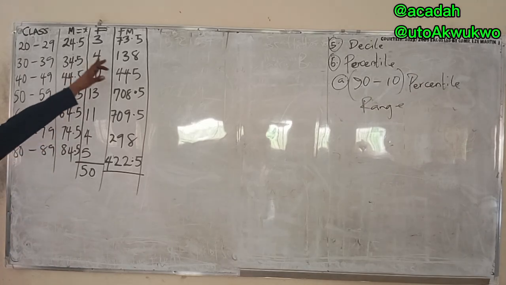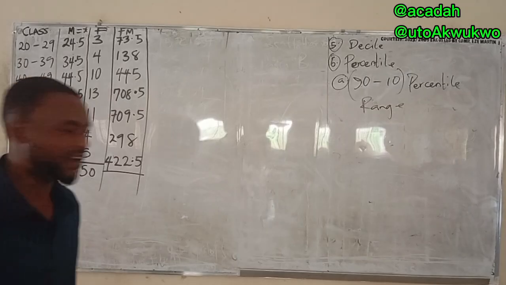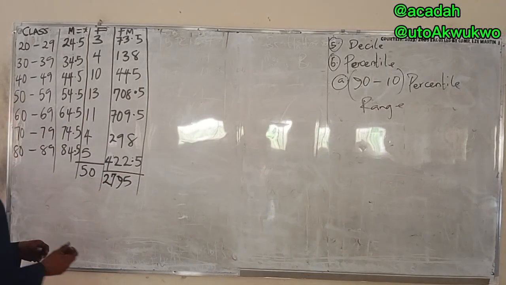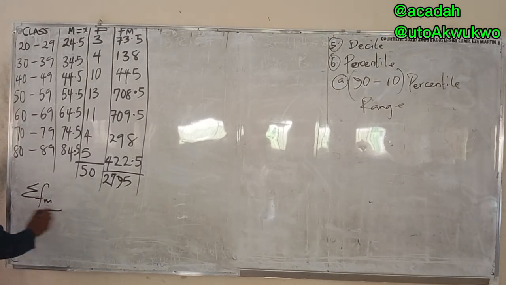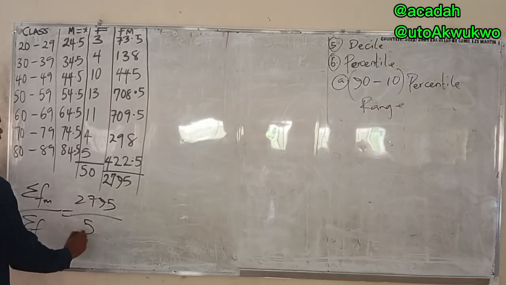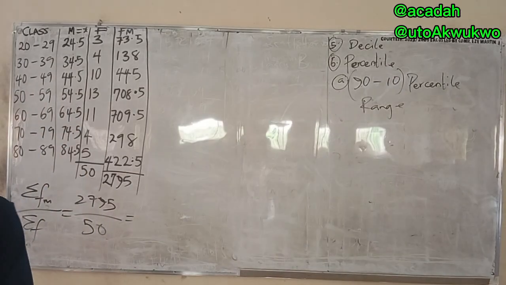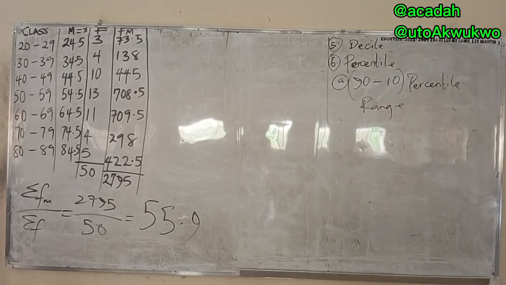So add up what we have. 2735. 2795. Please confirm it's correct. Okay. Now the summation of Fx over the summation of F. It was 2795 over 50. I have punched it in your calculator. You got it from you. 55.9. Okay. Now notice something.